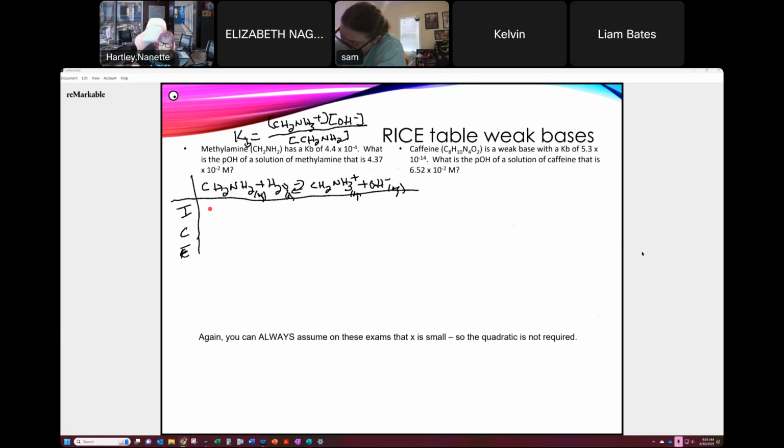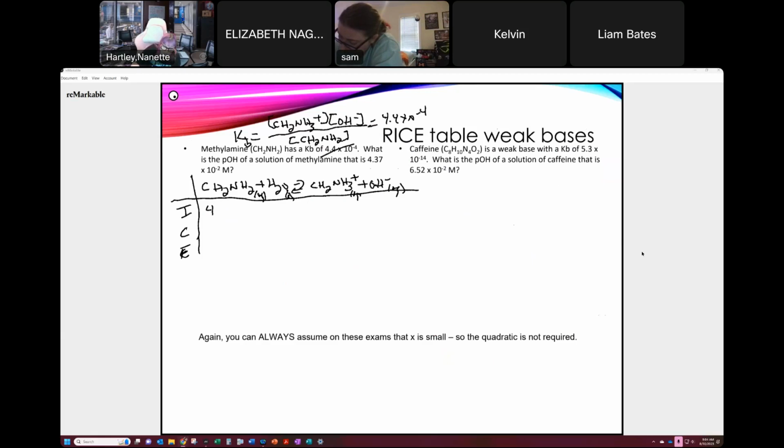My initial condition on this base is 4.4 times 10 to the minus 4. That's from this question. I know that the value for this K is 4.3. No, I got that backwards. I apologize. I wrote that in the wrong place. That is not my initial condition. So that KB, I put in as the initial concentration. That's not right. 4.4 times 10 to the minus fourth goes there.